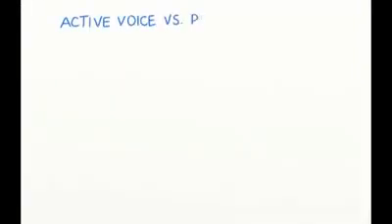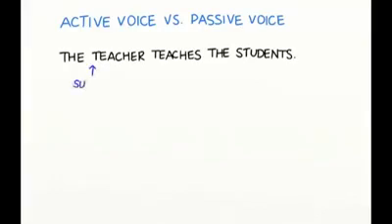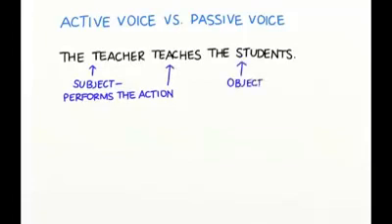Let's talk about active voice and passive voice. Look at this sentence. The teacher teaches the students. In this sentence, the teacher is the subject because the teacher performs the action. The action in this sentence is teaches. The students are the object because the students receive the action.